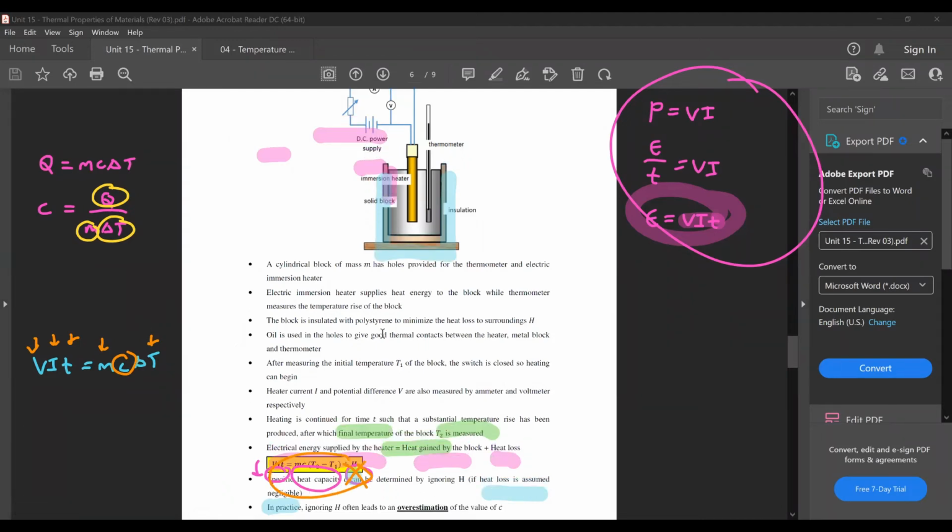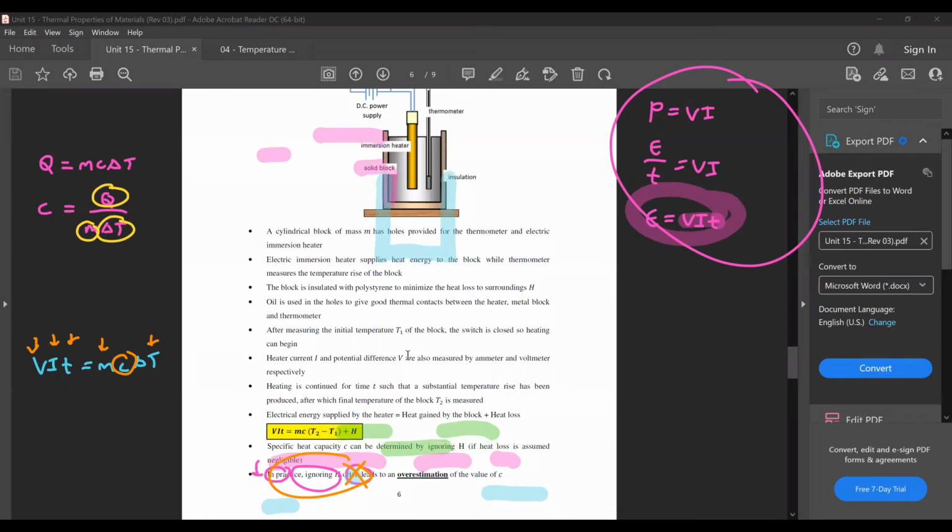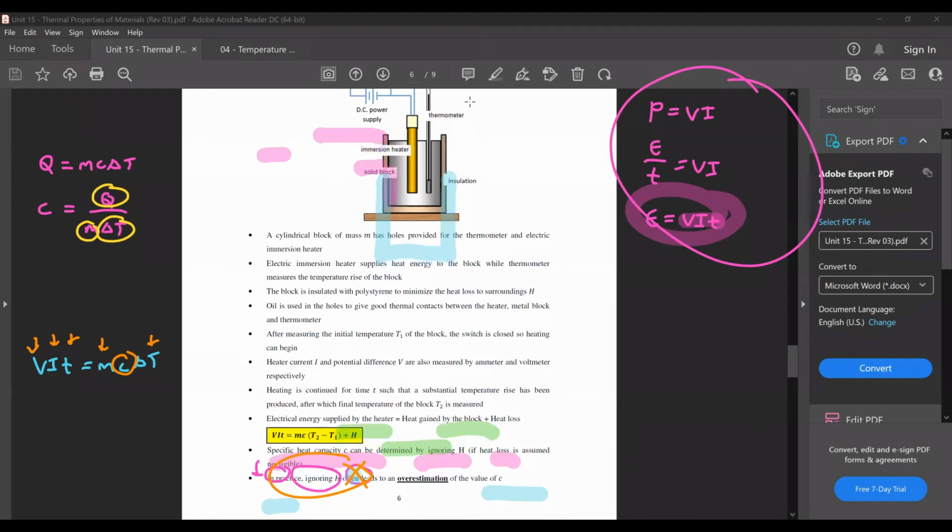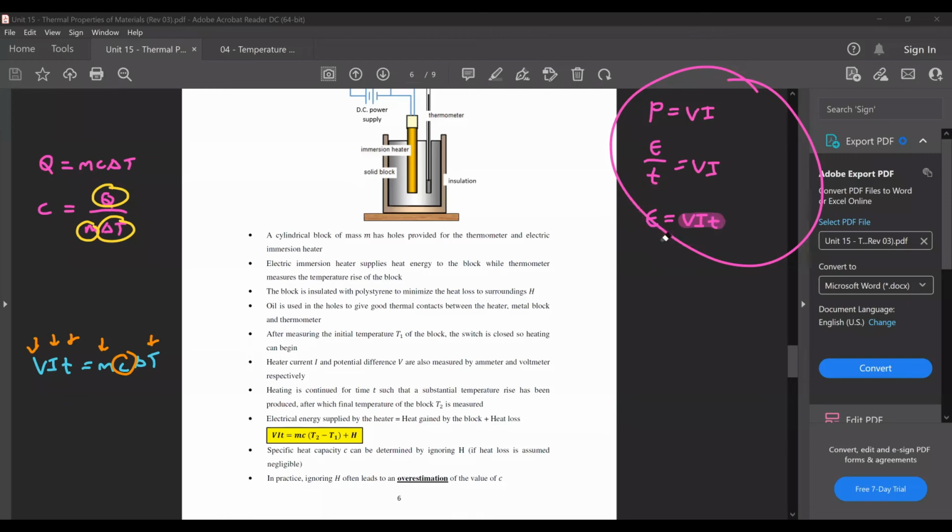Okay, but if you do that, usually you won't get an accurate answer. I mean, it is an approximation, but not as accurate as you would like it to be, because heat loss is still there, just that you ignore it.